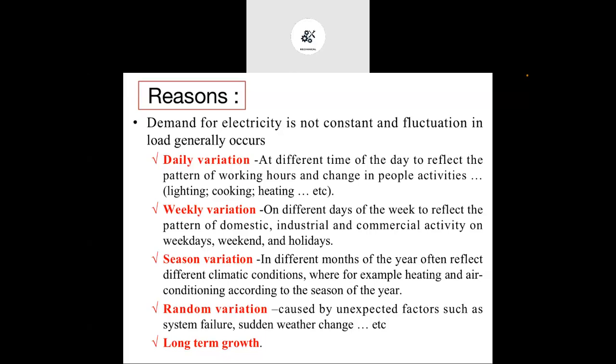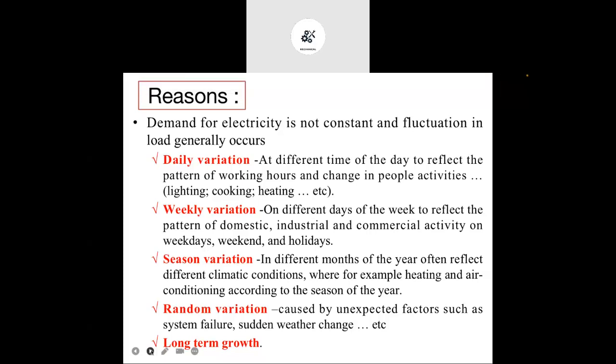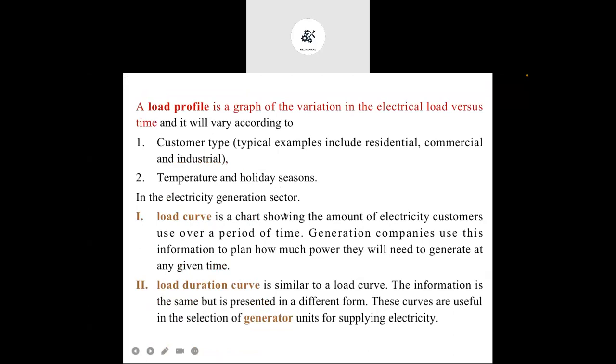So for that we need to draw a load curve. So you will get the idea at that particular point of the day what the electricity generation or power generation should be. Okay, so we will get that idea by using this particular load curve. Now, the load curve will vary according to the customer type. What will be the type of the consumer? It may be a residential building, a commercial building, or an industrial building.